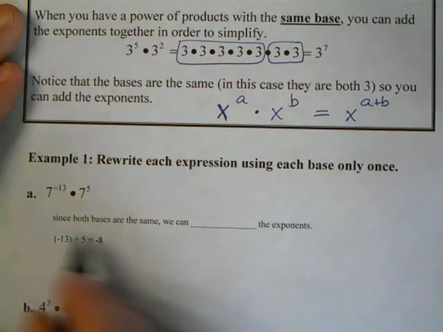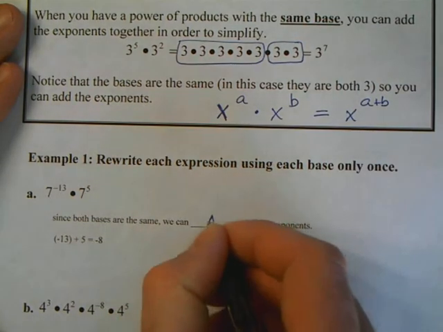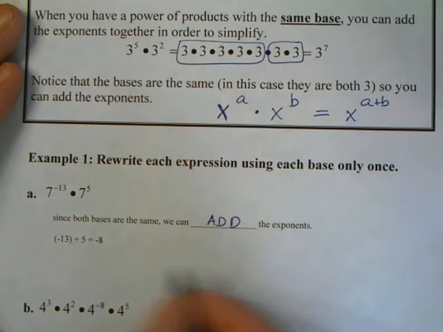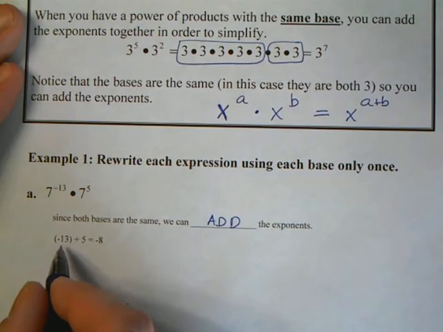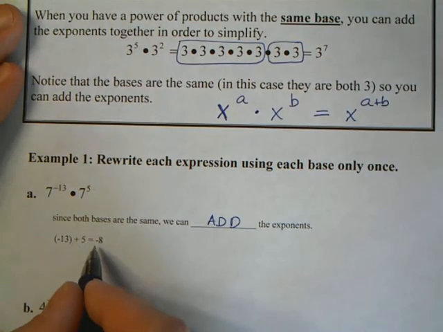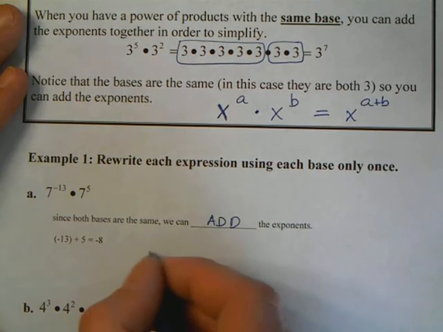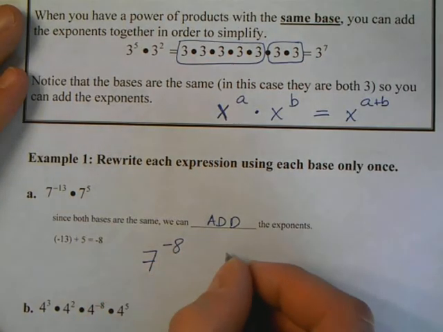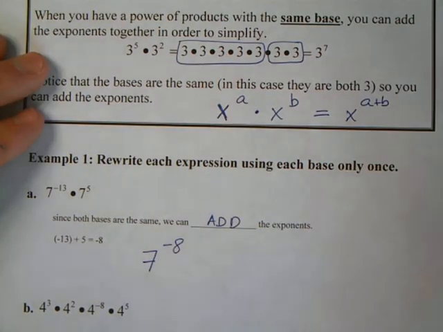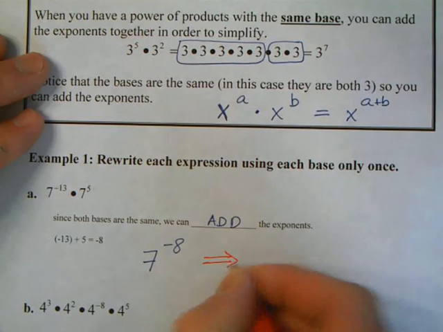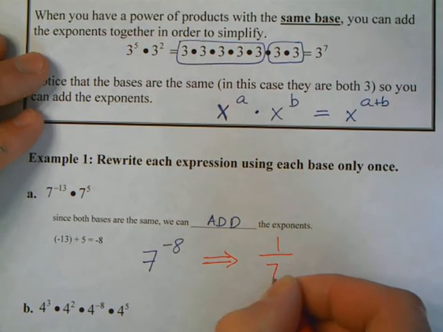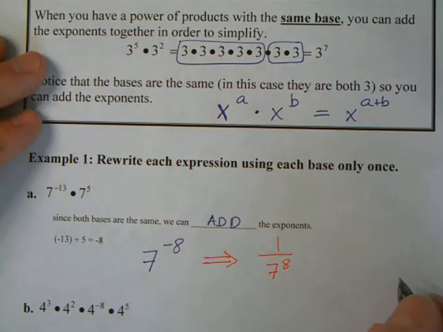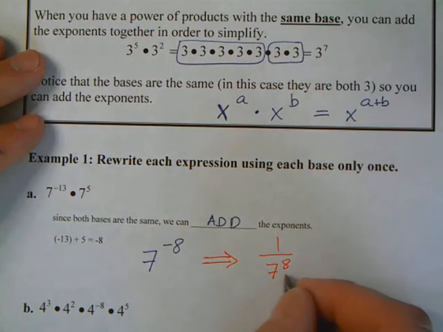Our first one, we have 7 to the negative 13 and 7 to the 5th. Since both bases are the same, what can we do? We can add the exponents. So down here you see I've added negative 13 plus 5 is negative 8. So what's my answer? 7 to the negative 8th. Did you remember that we can't leave our powers of exponents as negative? Did you remember that this then should be written as 1 over 7 to the positive 8th?